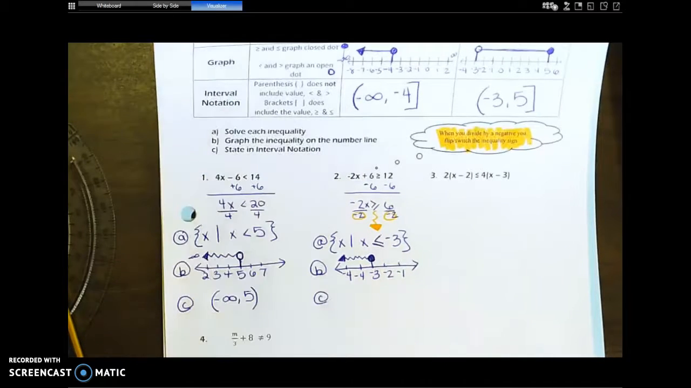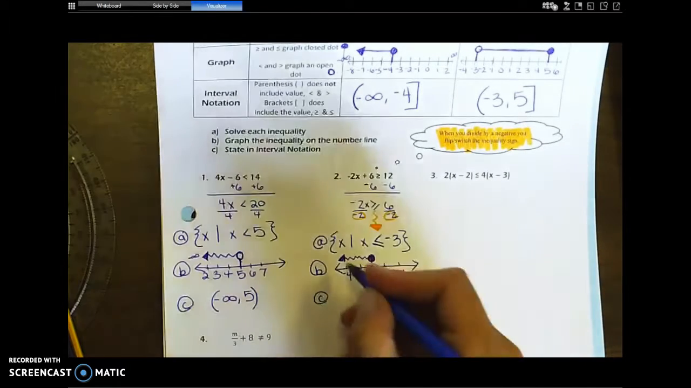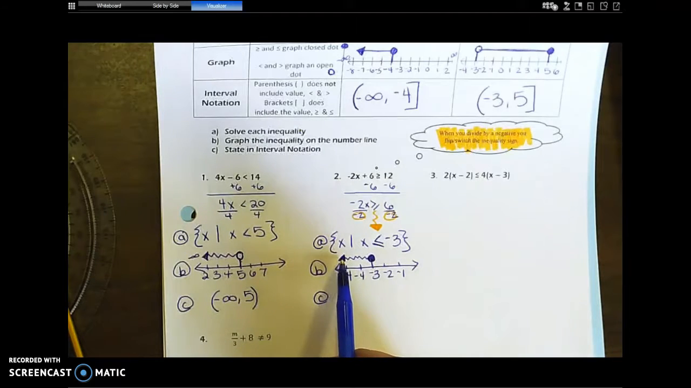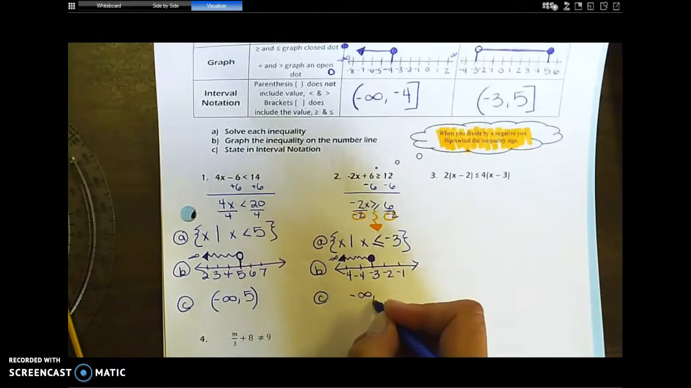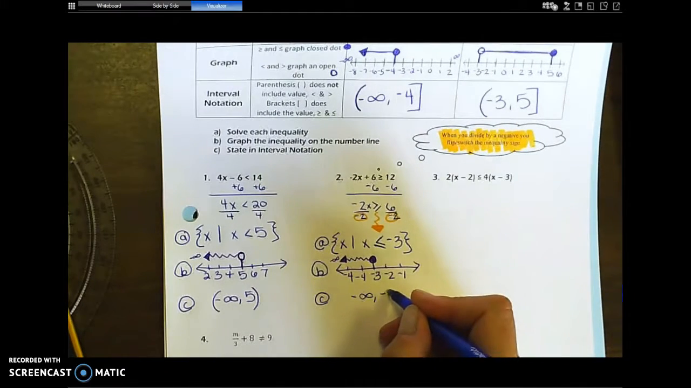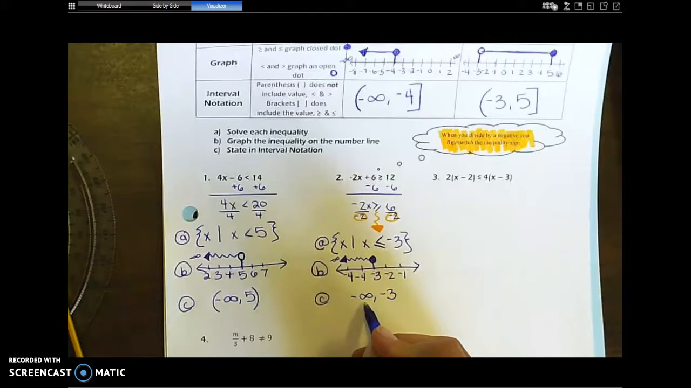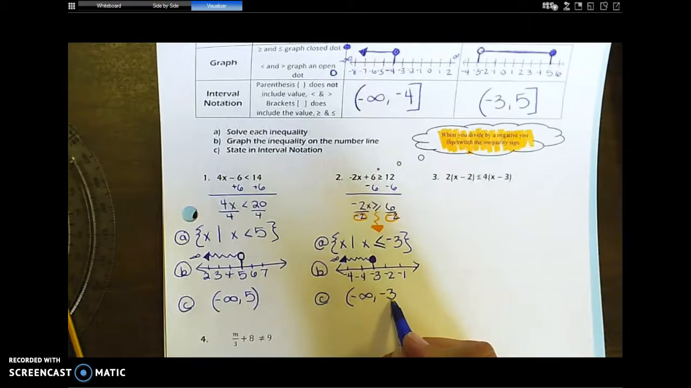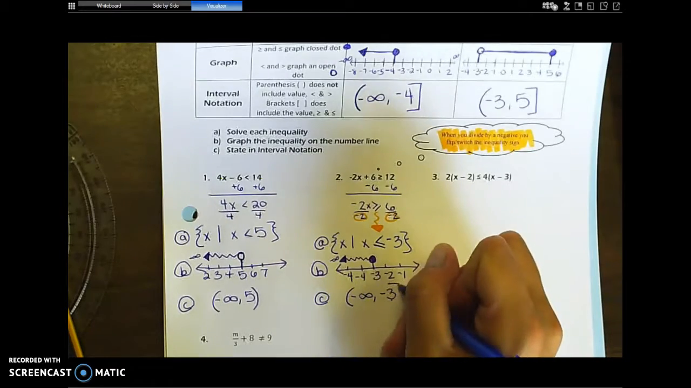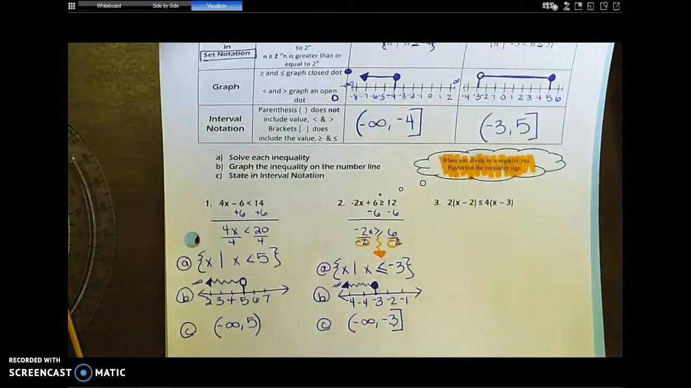All right, so for part C now, interval notation. The first thing I'm going to do is I start at the left, and here we have an arrow that's pointing, so that's -infinity. And here we have a dot above the -3. Now -infinity, we can never get there, so we do a parenthesis. And then -3 is a dot that's filled in, so that gets a bracket.